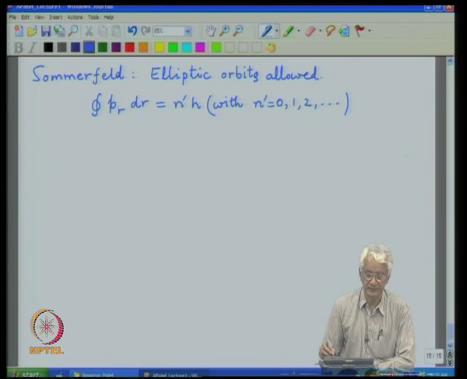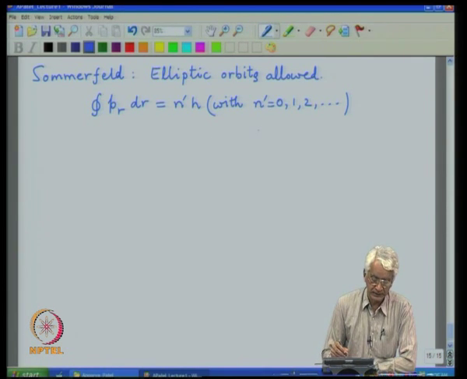Sommerfeld, when he included the possibility of elliptic orbits as well, added one more quantum number for the radial direction, periodicity in the radial direction, and that explained the angular momentum degeneracy of the various hydrogen atom energy levels. And the condition, as I wrote down last time, is very similar. The action integral in the radial direction is quantized in units of Planck's constant.